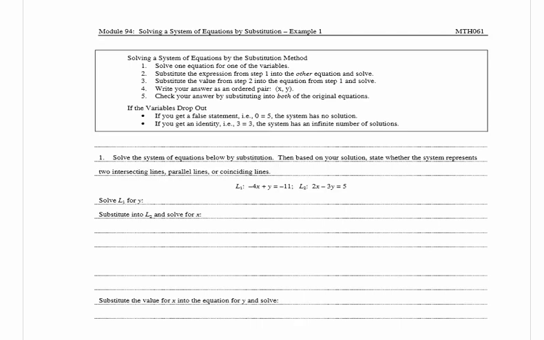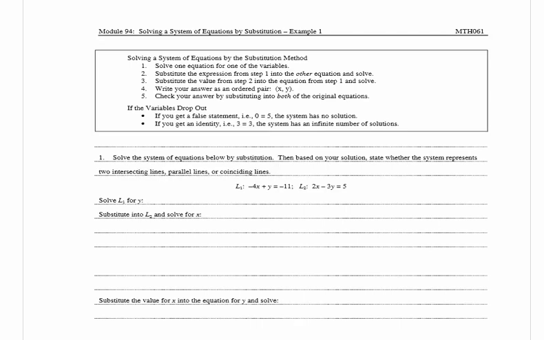And then they tell us if the variables drop out, if you get a false statement, i.e. 0 is equal to 5, then the system has no solution. If you get an identity, i.e. 3 is equal to 3, the system has an infinite number of solutions. In 1, it says solve the system of equations below by substitution. Then based on your solution, state whether the system represents two intersecting lines, parallel lines, or coinciding lines.